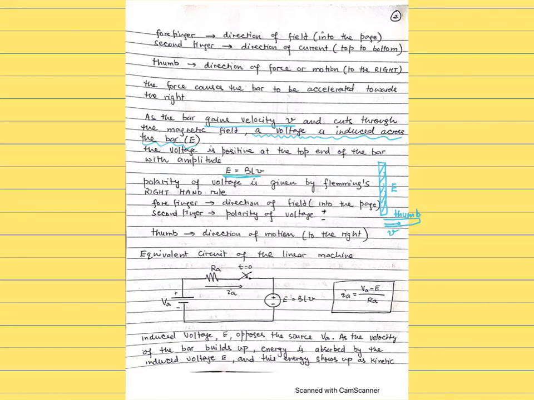With your right hand, first finger in the direction of the field, into the page, and the thumb towards the right, you're going to find that your second finger is pointing like this. Here is the palm of your hand. So this end is positive and that end negative. So the polarity of the induced voltage will be like this across the bar.